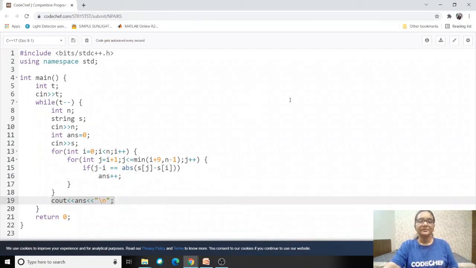That's our code. I hope you have understood the concept of this problem and how we are solving it, because the code is not exactly very important, but it is important that you understand the concept so that you are able to code this on your own.